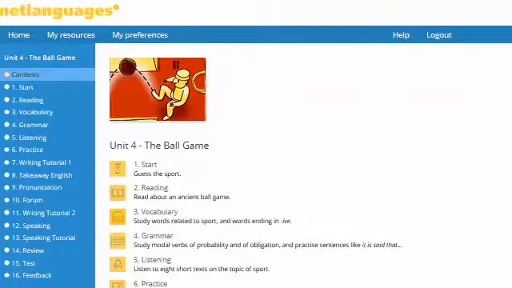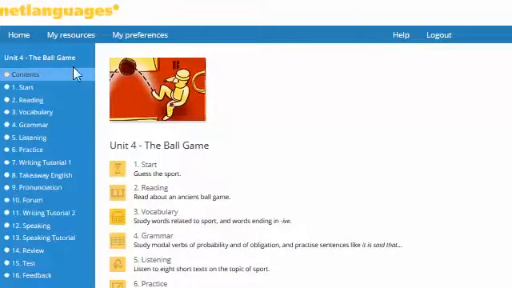The first thing you see is the structure of the unit. You can see the unit begins with a contents page which outlines the contents of each of the different sections in the unit. You'll notice as well that the unit has a title. In this case, it's called The Ball Game. Each unit is structured around a common topic or theme, so the language in each of the sections is related to this topic.